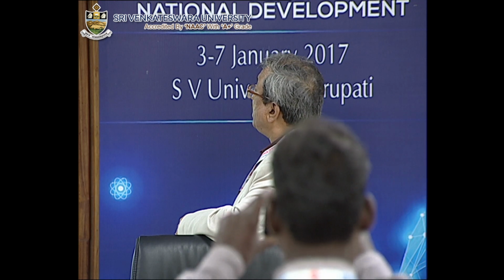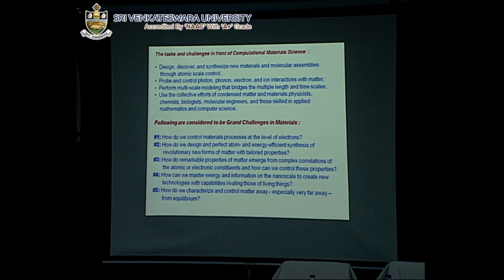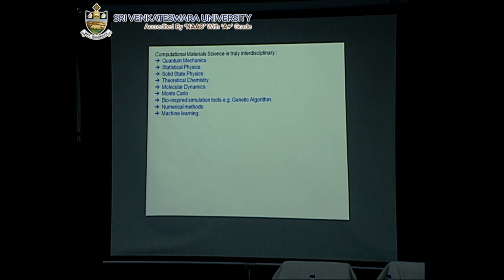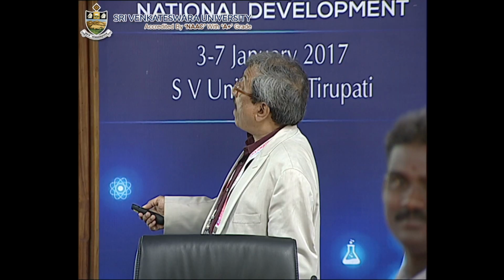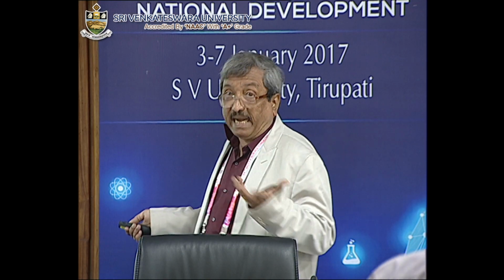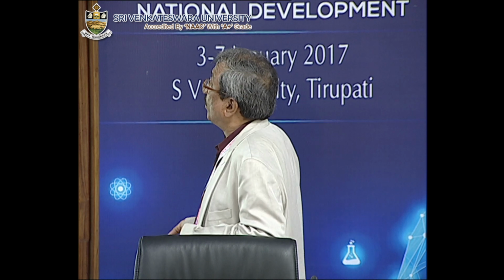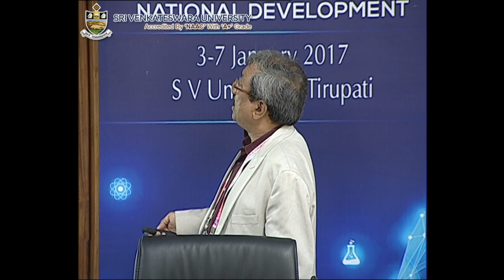Finally, how do we characterize and control matter, especially very far away from equilibrium, under tremendously high pressure, like geophysicists want? So computational material science is definitely interdisciplinary, as you can appreciate. We require quantum mechanics, statistical physics, solid state physics, theoretical chemistry, molecular dynamics, Monte Carlo, bio-inspired simulations such as genetic algorithm, artificial neural network and so on, numerical methods and machine learning.